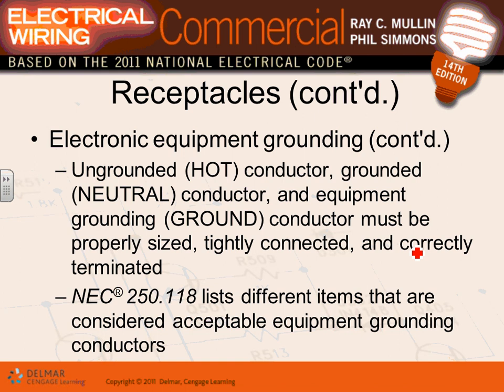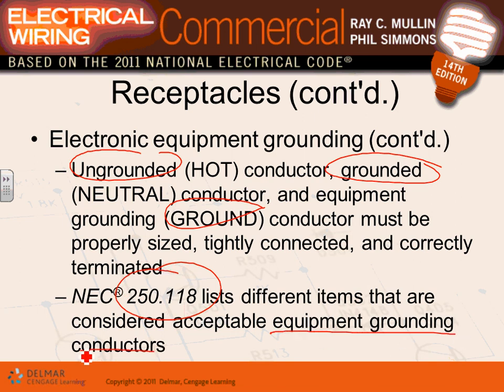The hot conductor, the grounded conductor, which is the neutral, as well as the grounding conductor, all of them must be properly sized, tightly connected, and correctly terminated for all receptacles. This section in 250.118 lists all the means of so-called equivalent grounding conductor. I told you guys, when you have an electrical circuit, you have three conductors. If you get out of Dunwoody not knowing that 99% of every electrical circuit has to have three conductors, ask me for a refund.